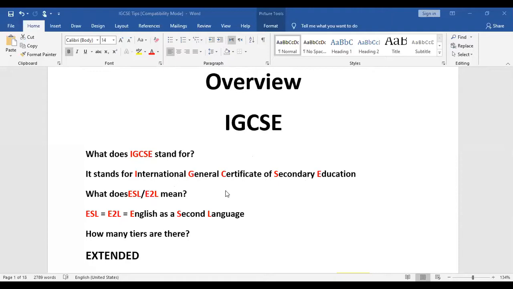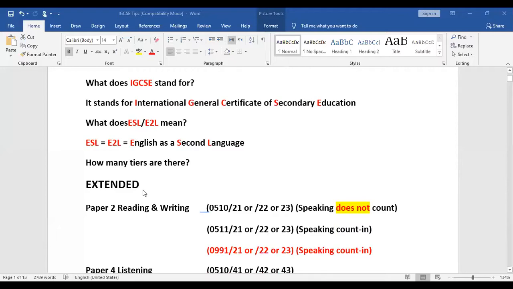It focuses mainly on the extended paper, because there are two kinds of papers, or tiers: the extended and the core. I'm mainly concerned here with the extended paper. We have paper two, paper four, and paper five. These three represent the three components of your exam. At the end of the year, whether in the May/June session or the October/November session, you're going to sit these three papers: reading and writing is paper two, listening is paper four, and the oral assessment of speaking is paper five.